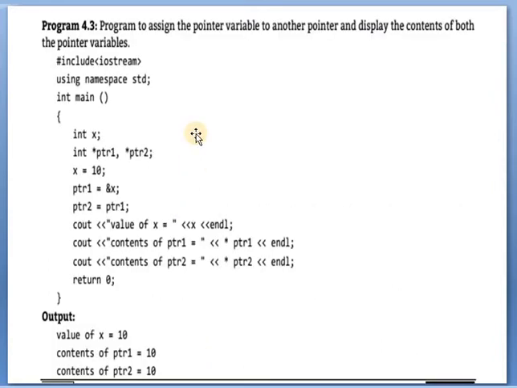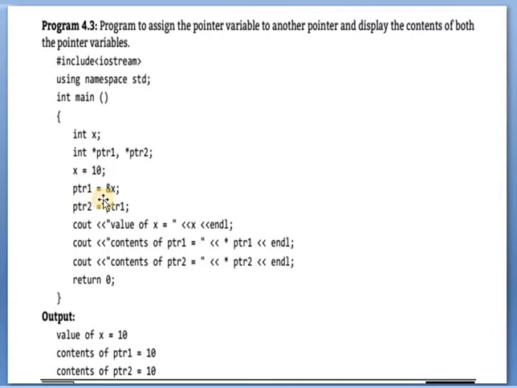Now we will see another program to assign a pointer variable to another pointer and display the contents of both the pointer variables. Here, integer x, integer *ptr1, *ptr2. Now x is an integer variable, and ptr1 and ptr2 both are pointer variables. Now x is equal to 10. We are assigning the value 10 to x in this statement. Next, ptr1 equal to address of x.